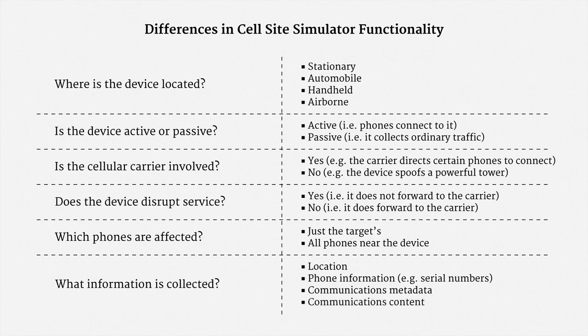So, I hope it's clear that there's a very wide range of possible cell site simulator functionality. And that functionality can have tremendous legal implications. If a device collects call content, for instance, plainly a wiretap order is required. And if a device is targeted and doesn't disrupt service and only collects communications metadata, then very likely a pen trap order is sufficient. As for the myriad other possible configurations, well, the law isn't settled.